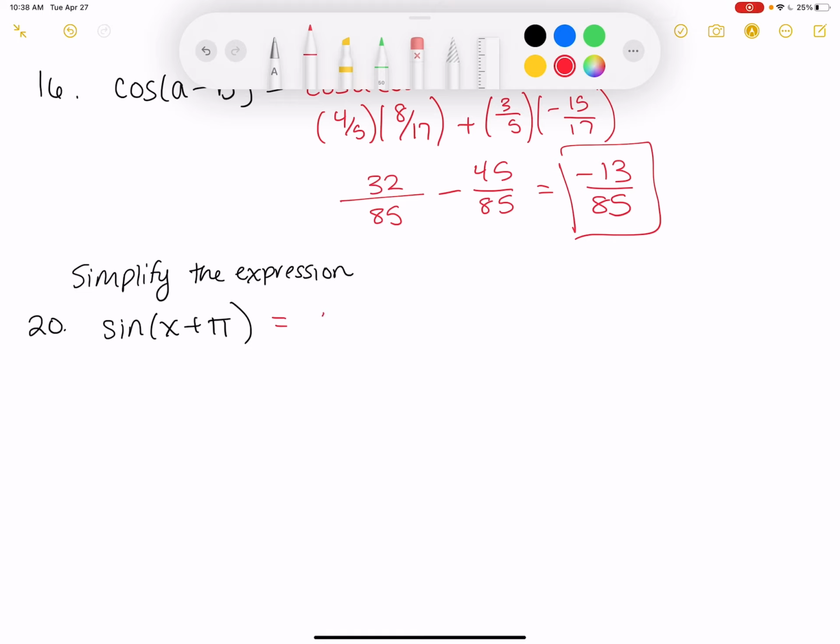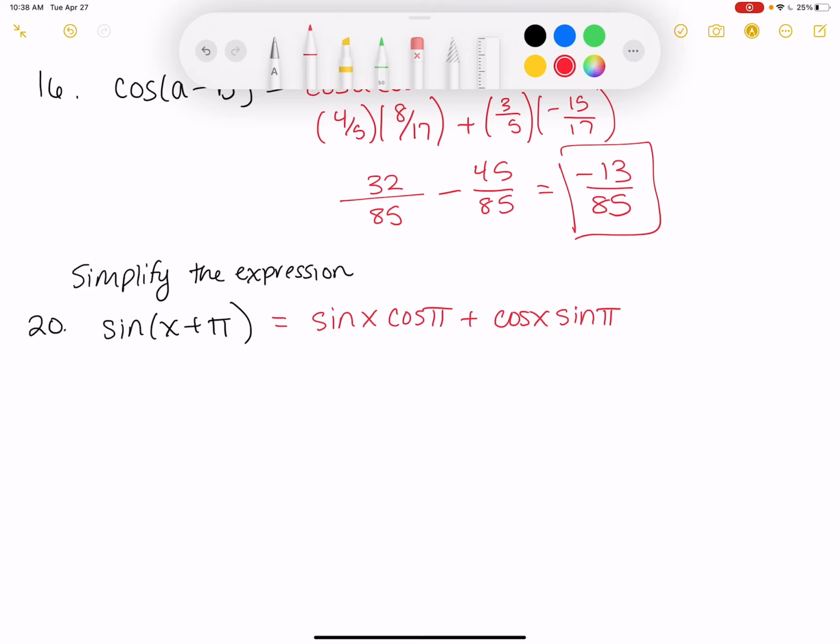Would it be sine x? No. Wait. No, I don't know what to do. Hey, you got to start it. That's what matters. Is it cosine? Sine of x, cosine of pi, plus cosine of x, sine of pi. Good job.